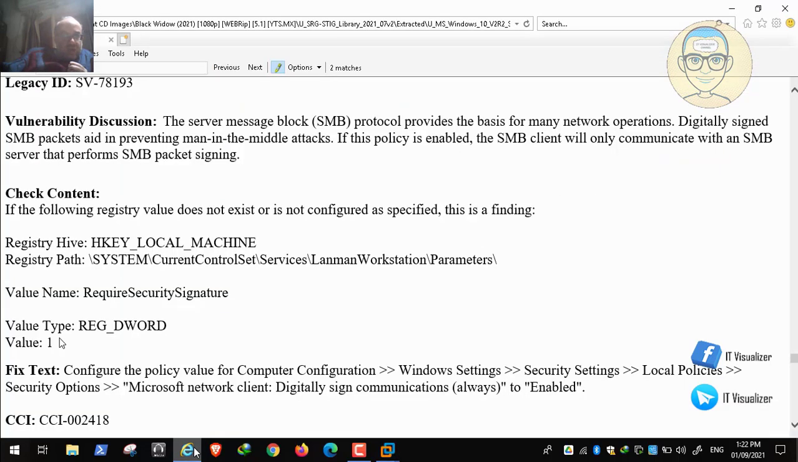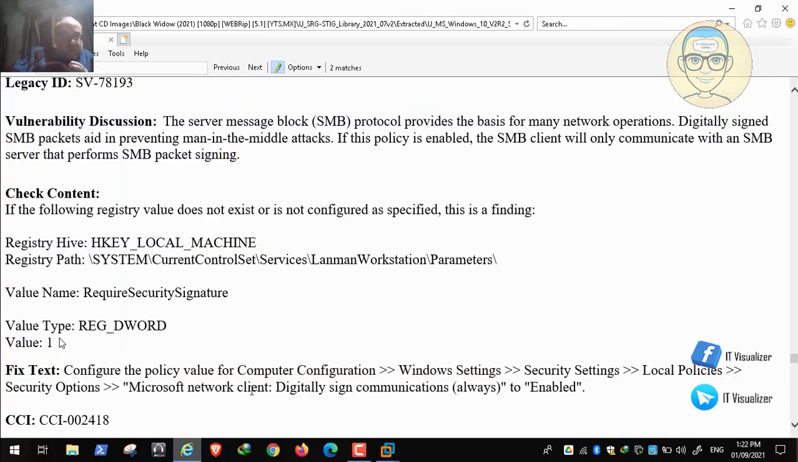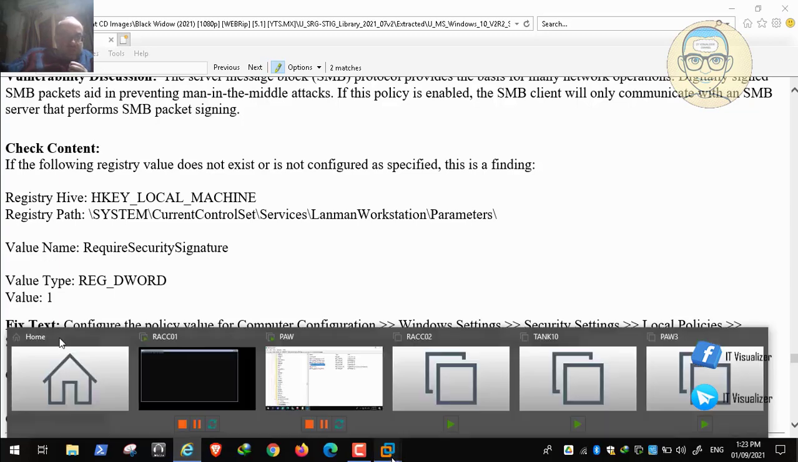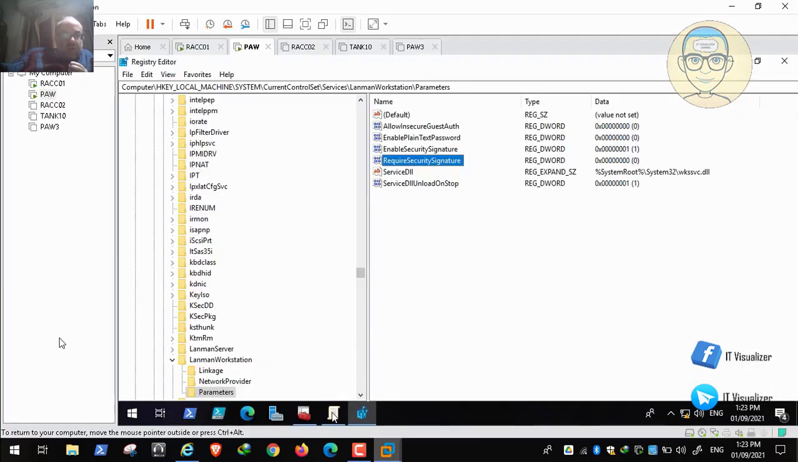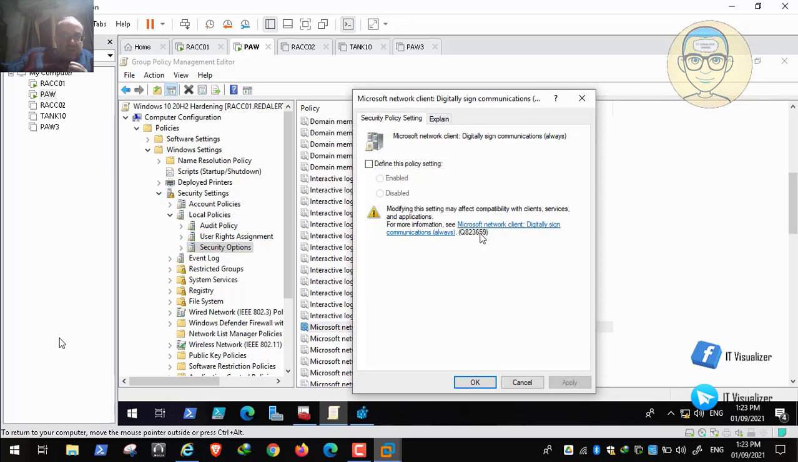So let's see, RequireSecuritySignature, the value is 1. Let's see if we have this value. RequireSecuritySignature is 0. So that means, okay, I have enabled it but it's not required. Here its value is 0, not 1, so we need to enable this option from the group policy. We can go to Microsoft network client, digitally sign communications, this is to be enabled.